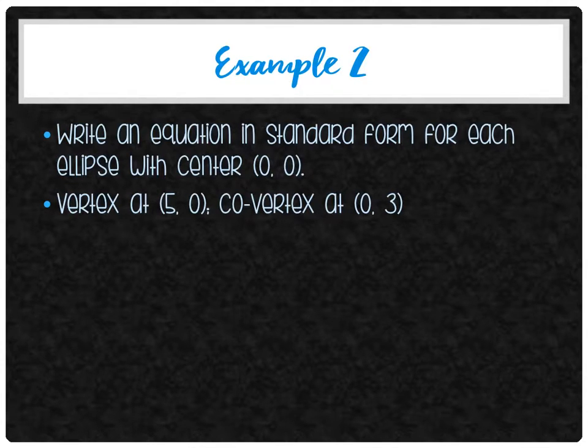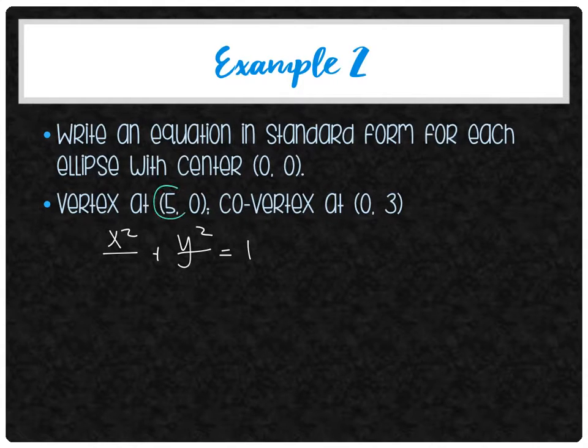All right, so same set of directions. Write the equation in standard form for each ellipse with a center at 0, 0. So the 0, 0 tells me I'm going to get x squared over either a or b, and then y squared over a or b equals 1. Now I've got to figure out which one gets the a, which one gets the b. So what is a? And try to do this without having a visual.